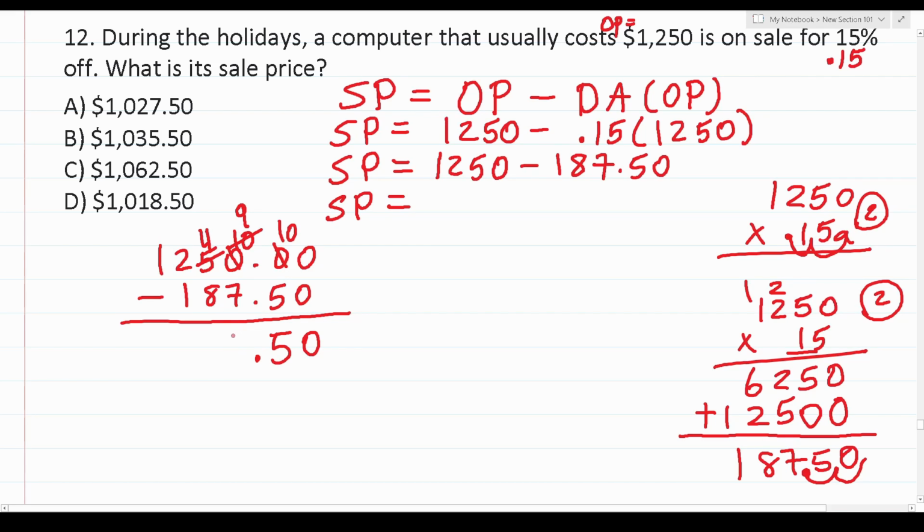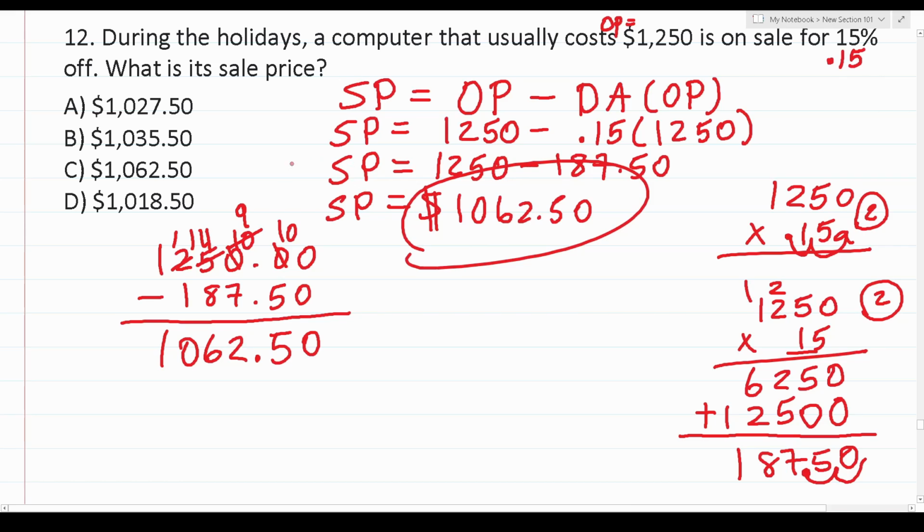9 minus 7 is going to be 2. 4 minus 8 we can't do, so we're going to have to borrow. This is going to become 1. This will become 14. 14 minus 8 is 6. 1 minus 1 is nothing, and 1 minus nothing is 1. So our sales price is going to be $1,062.50, which we can see is answer choice C in this case. All right, so that's that one.